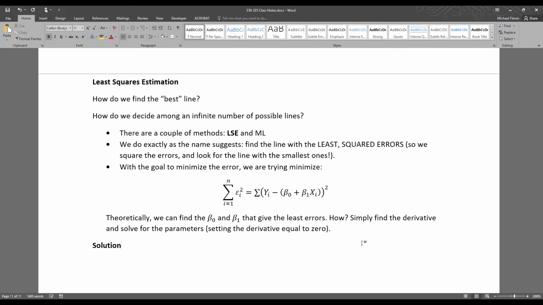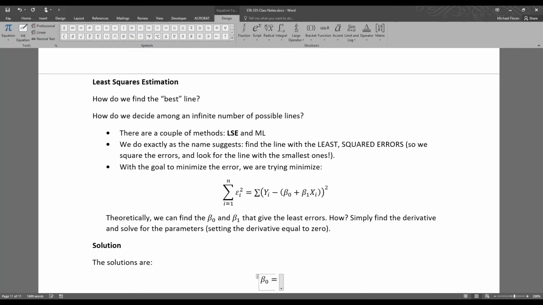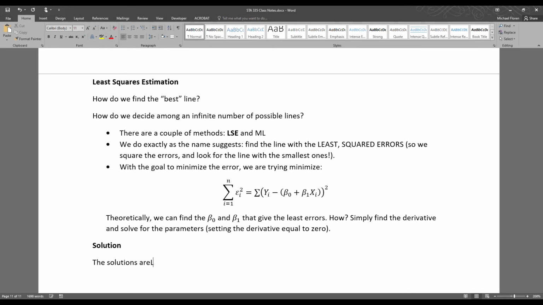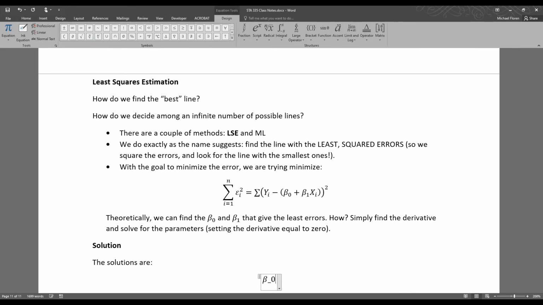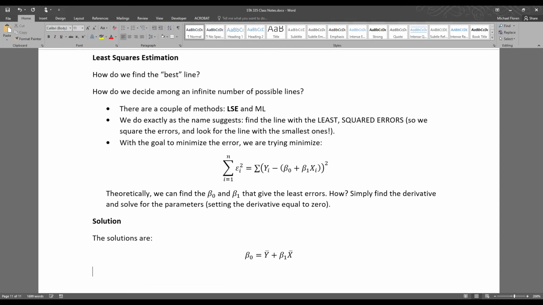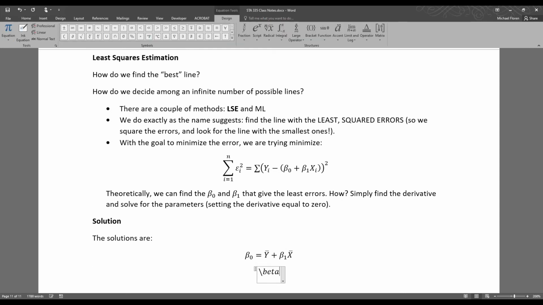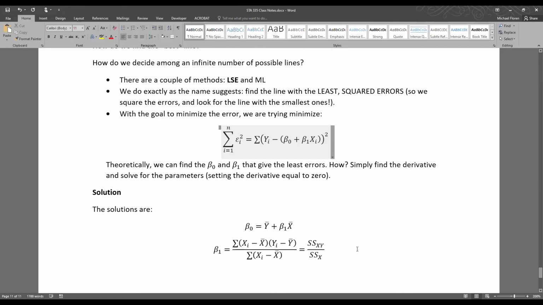Real quick, we'll go on and skip to the solution here. The solution can be written beta 0 equals y bar minus beta 1 x bar, and then for beta 1 the solution's a little bit longer. I'll go on and type it in.